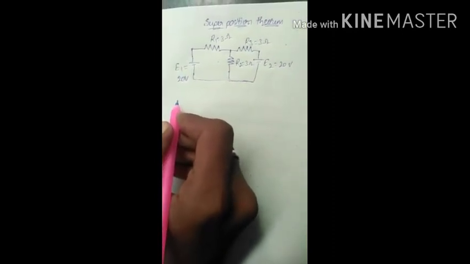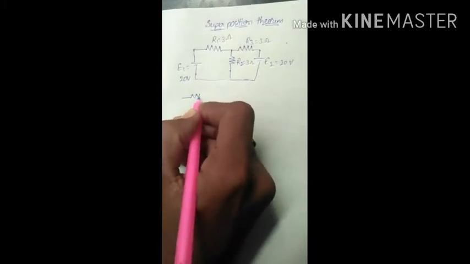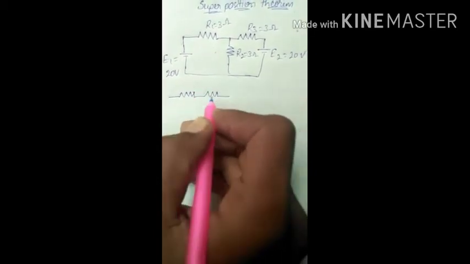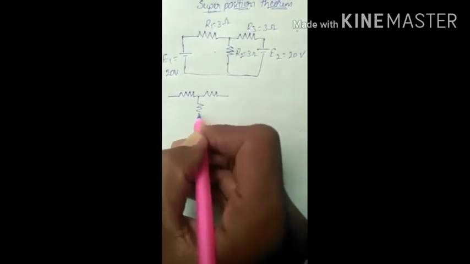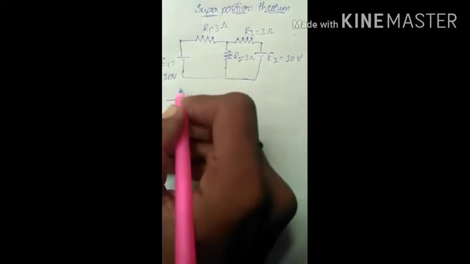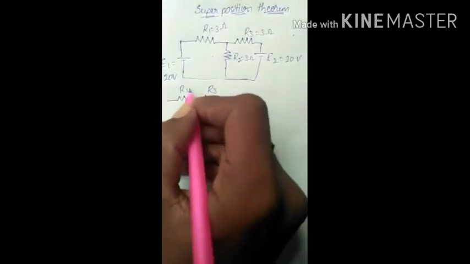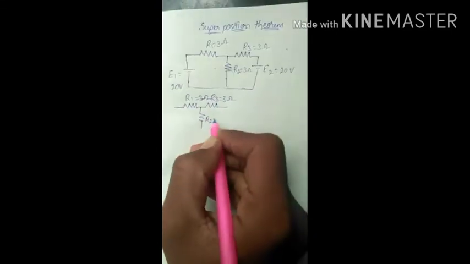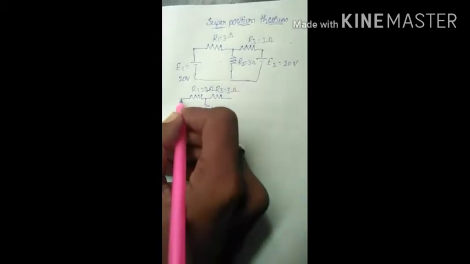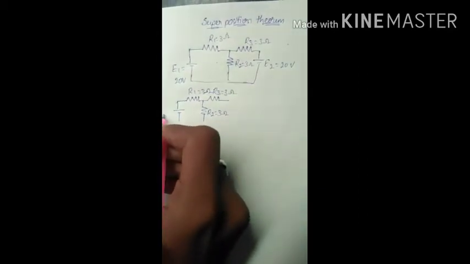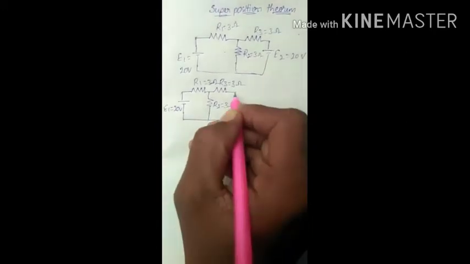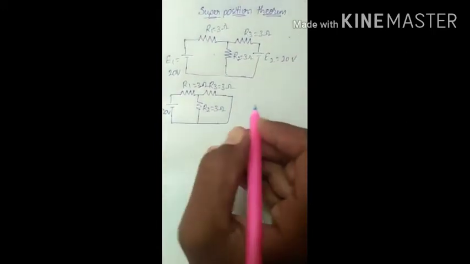Killing of a voltage source means short circuit. It gives zero voltage. And it is R1, R2, R3, each 3 ohms, and E1 is 20 volts, and E2 is short circuited.